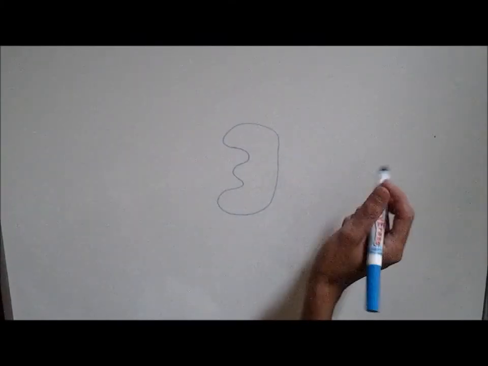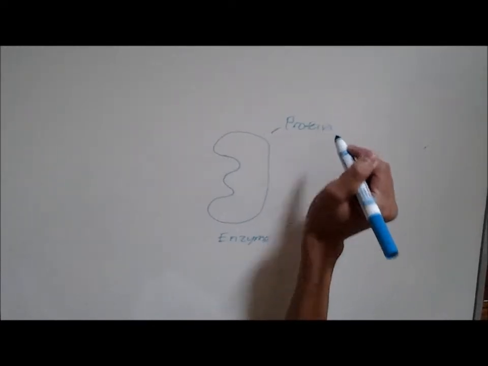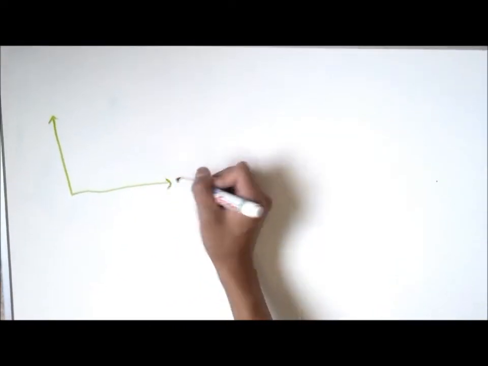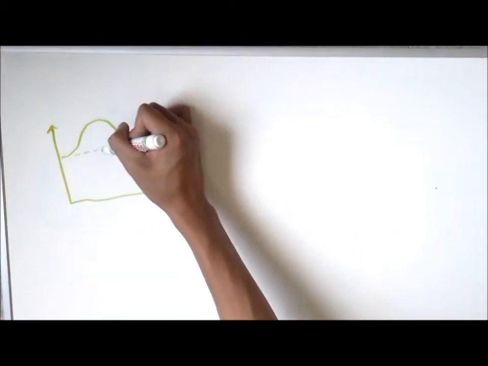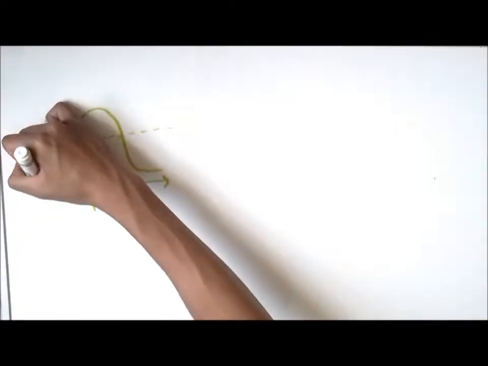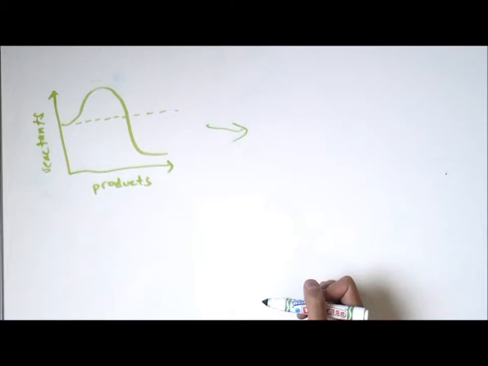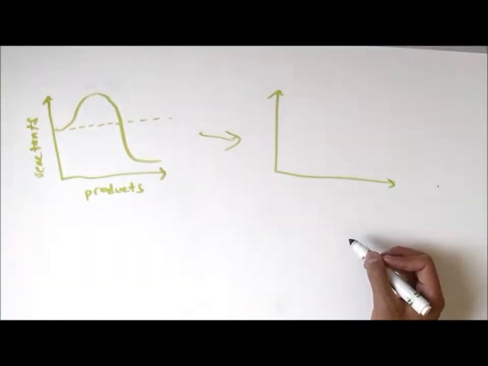What is an enzyme? Enzymes are proteins made of long chains of amino acids. During reactions, they act as catalysts. Activation energy, or the energy needed to start the reaction, is lowered.